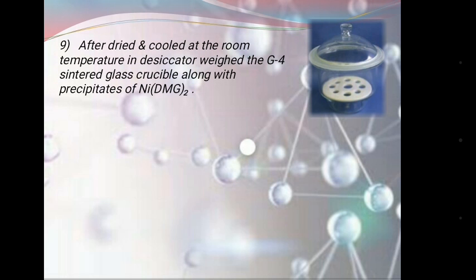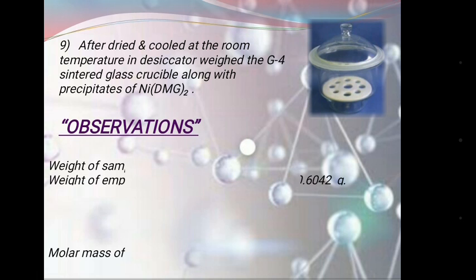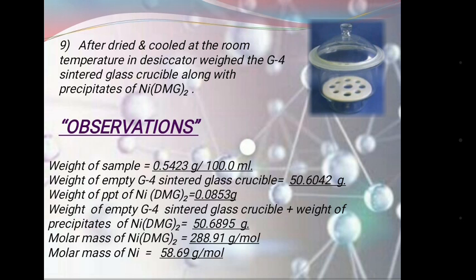After drying and cooling at room temperature in a desiccator, the G4 sintered glass crucible along with the precipitate of nickel dimethylglyoxime complex was weighed. Now let's move to the observations. Weight of sample is 0.543 gram per 100 ml. Weight of empty G4 sintered glass crucible is 50.6042 gram. Weight of precipitate of nickel dimethylglyoxime complex is 0.0853 gram. Weight of empty G4 sintered glass crucible plus weight of precipitate of nickel dimethylglyoxime complex is 50.6895 gram. Molar mass of nickel dimethylglyoxime complex is 288.91 gram per mole and molar mass of nickel is 58.69 gram per mole.